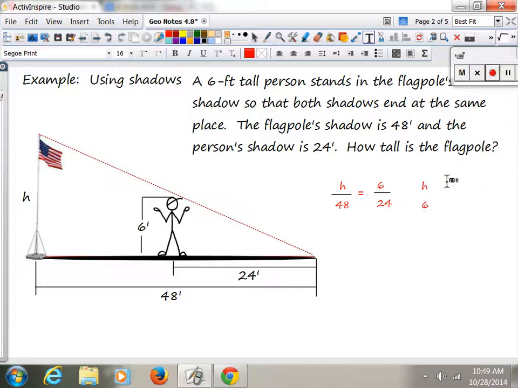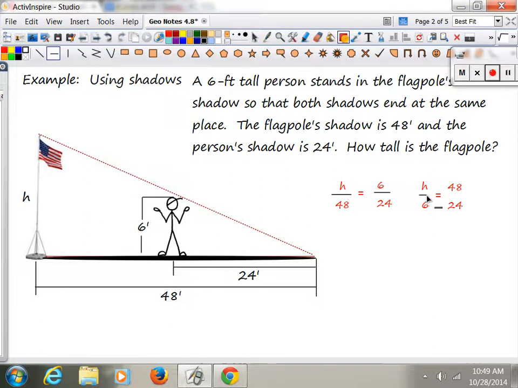If I used h over 6, and then I did 48 over 24, look and see what I would be multiplying together here. In this first one, I'm going to be multiplying h times 24, right? And I'm going to be doing 6 times 48, right? In the second one, I'm going to be doing h times 24 still. And I'm going to be doing 48 times 6 still. It doesn't change what you're multiplying as long as you stay consistent.